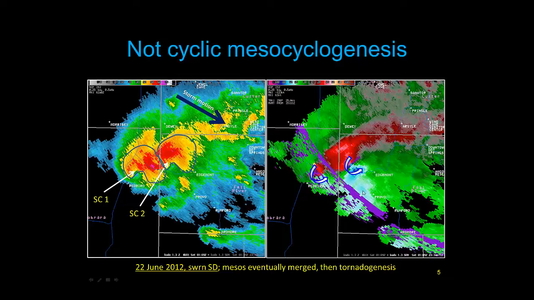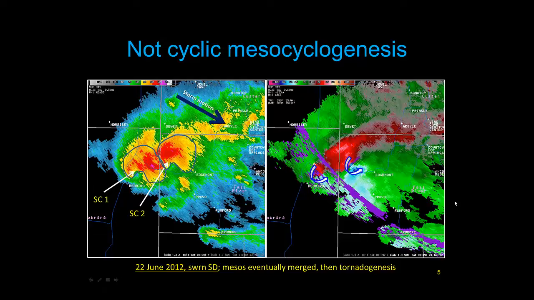Eventually, the circulations went on to merge to the southeast of this location, and produced a significant tornado. Of course, if you've ever seen Morris Weisman talk at COMAP, he's pretty good at drilling into your head that vorticity is additive. So when two vorticity centers of the same sign merge, it will actually strengthen. But again, this is not cyclic tornadogenesis or low-level mesocyclogenesis.